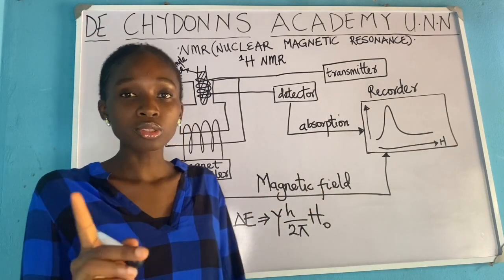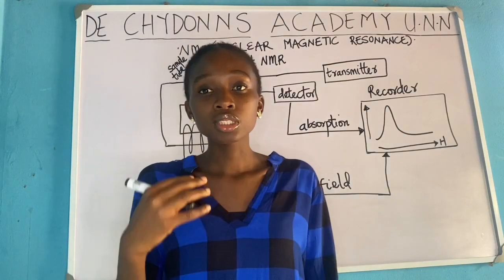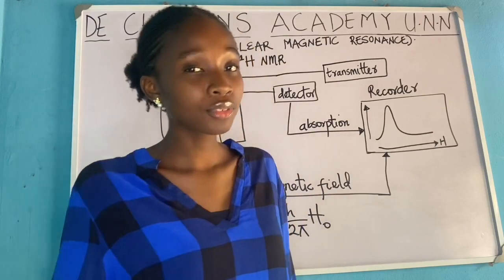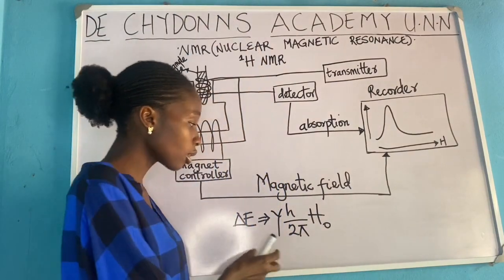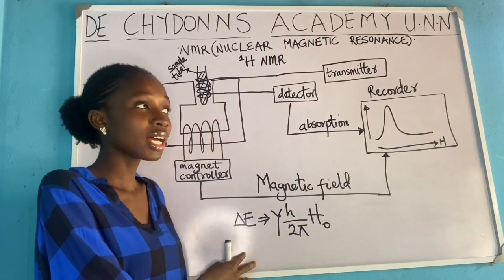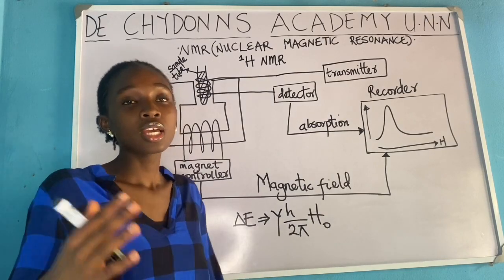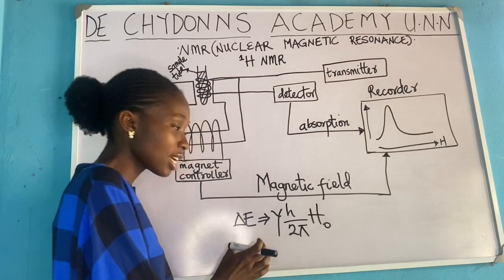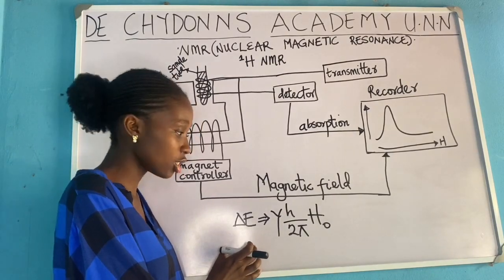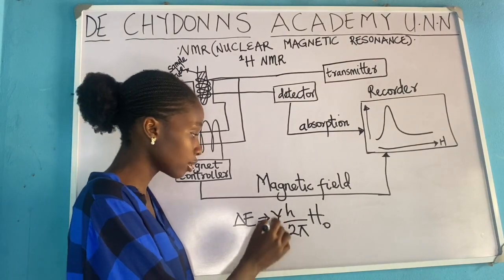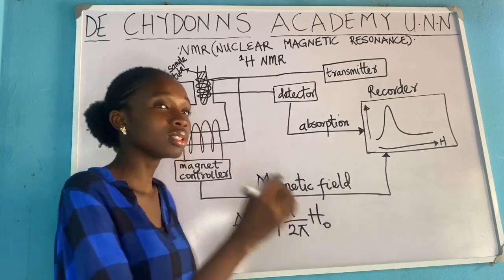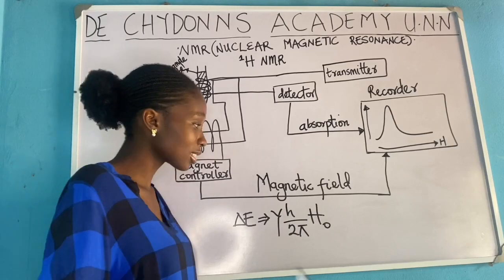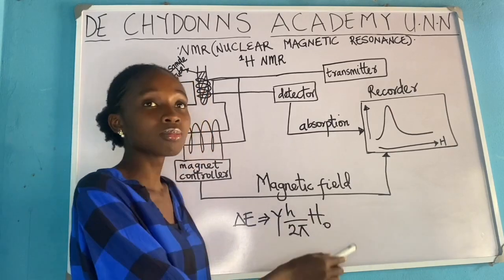And I want to bring us to an equation. It's not a common equation, but it shows us the relationship between the magnetic field and frequency. So this is the equation here. It's derived from the regular Planck's equation, E equals h nu, but it has been derived to give us this. Here you have delta E, which is your change in energy. You have your gamma sign, which is what they call the gyromagnetic ratio. You have the h, which is Planck's constant, and you have the H naught, which is the magnetic field.